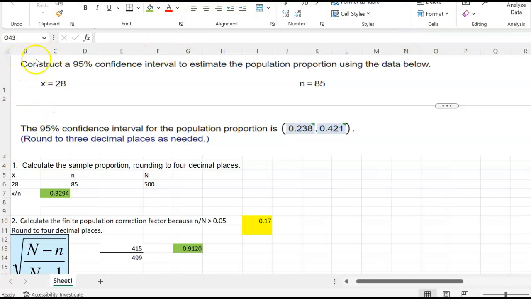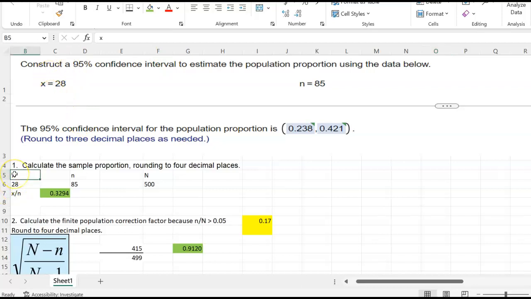In this problem, we're being asked to construct a 95% confidence interval, and x is 28, n is 85. I just copied the question from the homework there. The first step is to get your sample proportion, and you should round this to 4 decimal places. The view and example is rounding to 4 decimal places, but the instructions say round to 3. So our final answer, I'm going to round to 3, and it worked out for this one. I'll try yours in just a second to see if it'll work out.